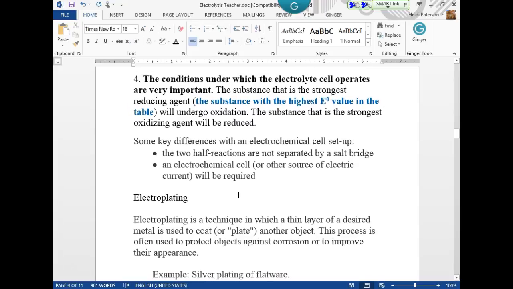One condition which is really important is that you must make sure when you do electrolytic cells that the reducing agent you choose is higher on your table than an oxidizing agent.